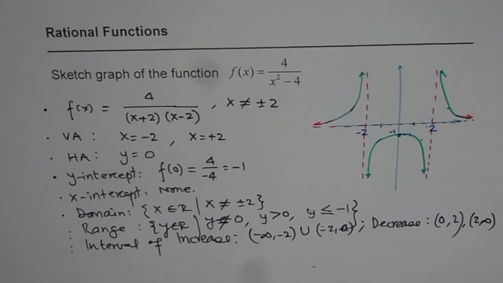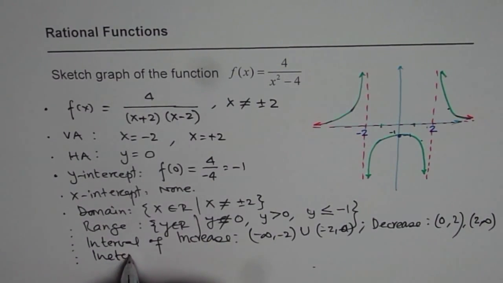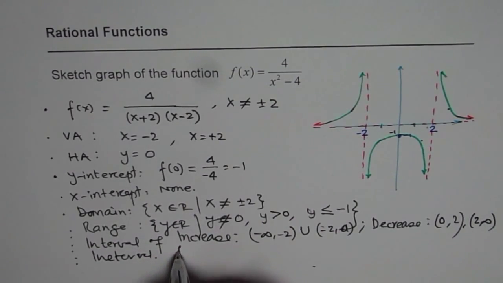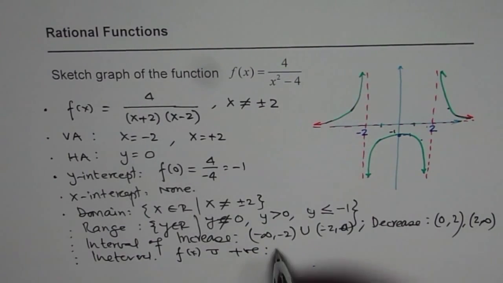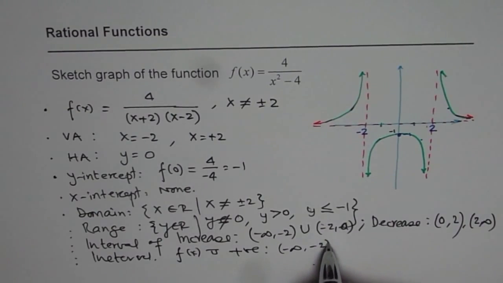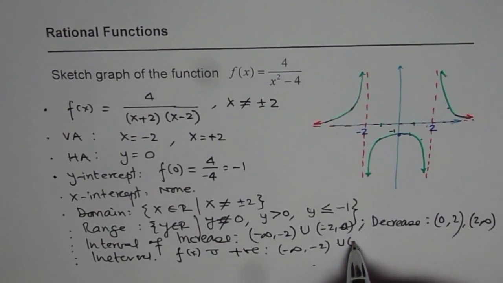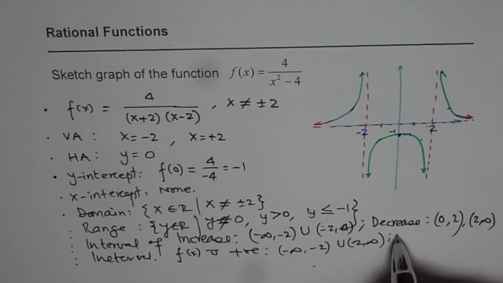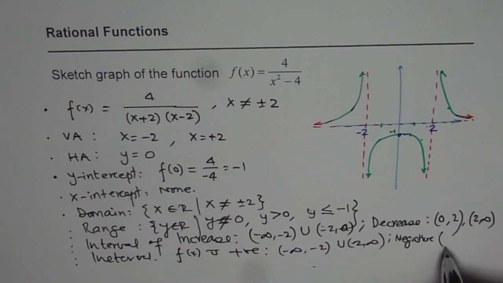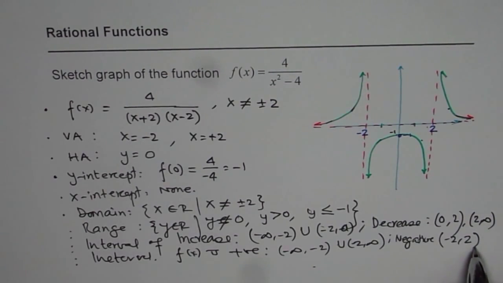Then we can also give the interval when f of x is positive. So when is it positive? It is positive in the interval minus infinity to minus 2 and from 2 to infinity, right? So that is a union, and negative in between. So we can write negative when it is between minus 2 and 2, right? These brackets say that they are not including these points. So these are a few more characteristics which we can add once we sketch our graph, right?